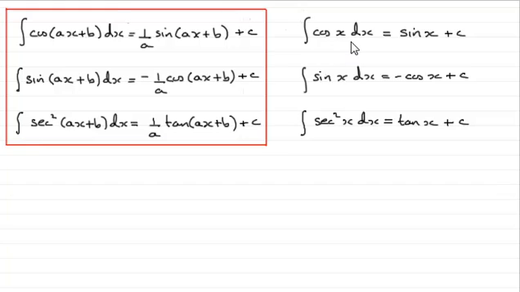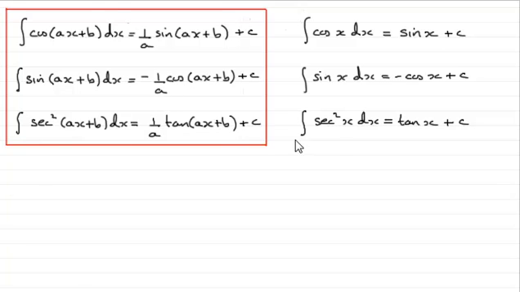The integral of cos x with respect to x is sin x. Notice how the integral of cos(ax + b) is the sine of (ax + b), only we've got 1 over a in front of it. The same with this. The integral of sine of x is minus cos of the same angle x. So if we integrate the sine of (ax + b), we get minus cos of that angle (ax + b), but we have the 1 over a in front.